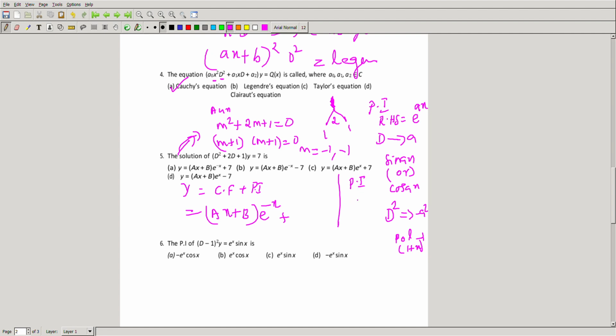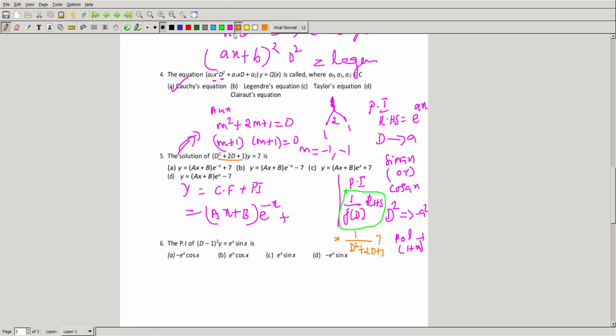The PI formula is 1 by function of D into RHS. This is the formula, don't forget. Here, the function of D from the question is 1 by (D square plus 2D plus 1) into 7. On the right hand side, you have 7.